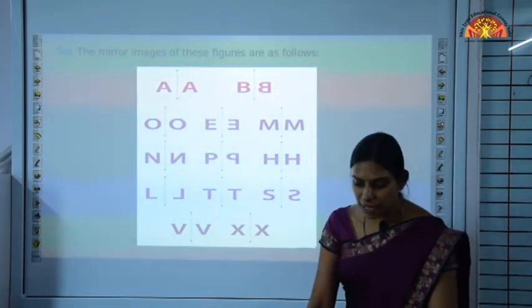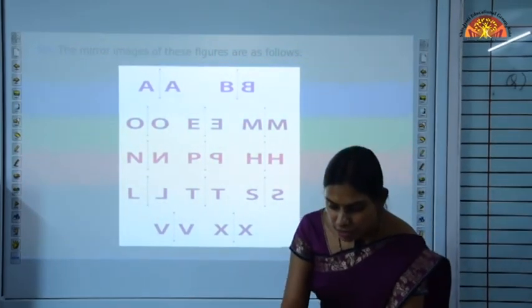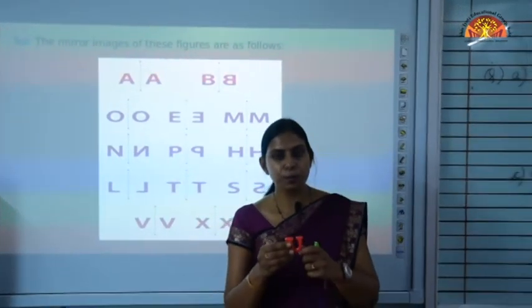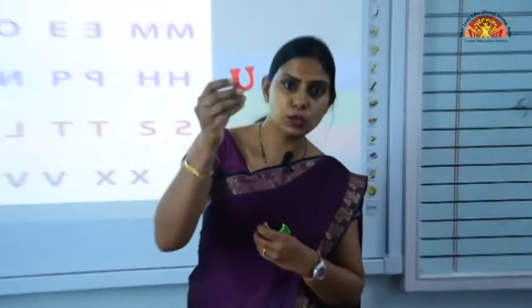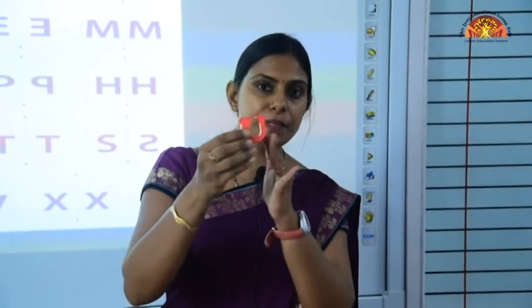Children, we have seen some alphabetical toys that kids used to play with at home. This is the letter U. When you see the mirror image of U in the mirror, it appears the same. When you consider the alphabet I, you can see that it has the same mirror image. So children, these are the reflectional mirror images of some of the alphabets.